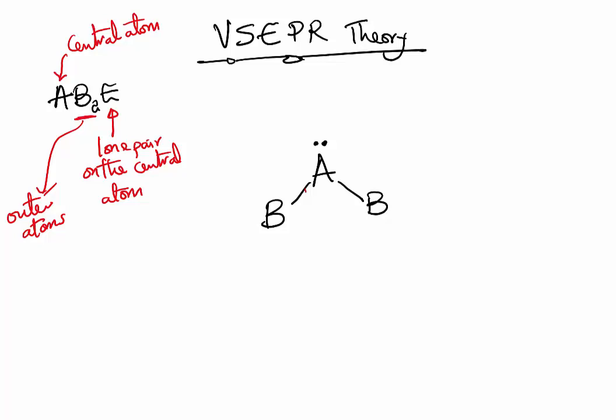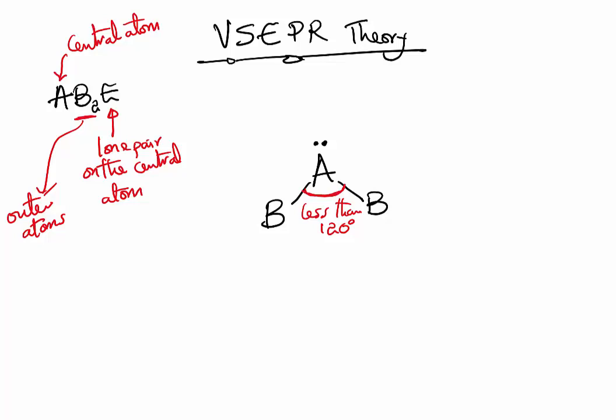Now, the actual angle here is usually dependent on the types of atoms that the B's are. But one thing is that this angle will be less than 120 degrees. Why will it be less than 120 degrees? Because in AB3 type molecule, if you consider the lone pair as an atom, the ideal angle would be 120 degrees.